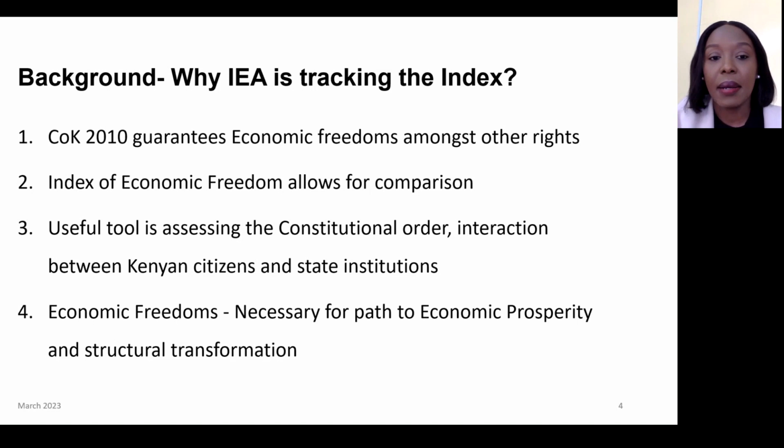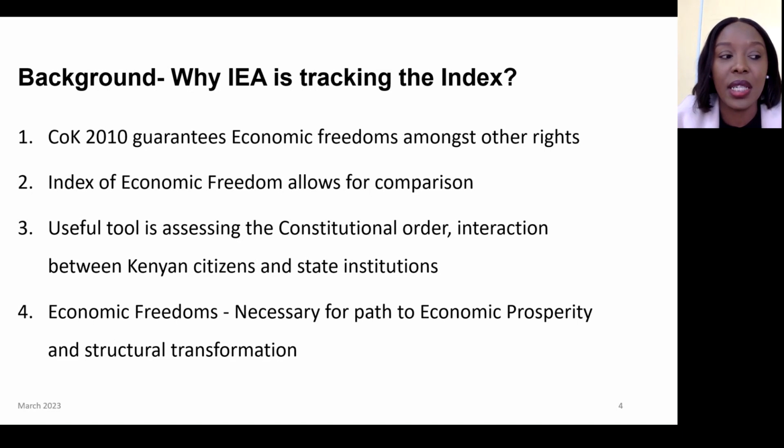Then lastly, we say that the reason why we've been tracking this index is that it's a necessary path to economic prosperity and structural transformation. And here, basically, what we are saying is that the pursuit of economic freedoms leads to economic prosperity, and this will be demonstrated later as we explain.